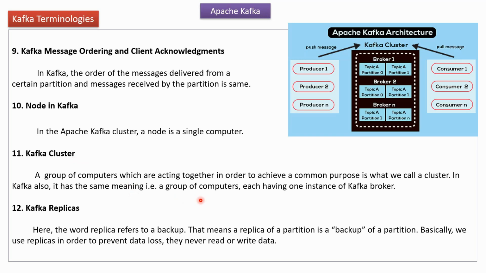In Kafka, a cluster is a group of computers, each having one instance of a Kafka broker. Here you can see a Kafka cluster, in which three brokers are there. Kafka replicas. The word replica refers to a backup. That means a replica of your partition is the backup of a partition. Basically, we use replicas in order to prevent data loss. The replicas never read or write data.